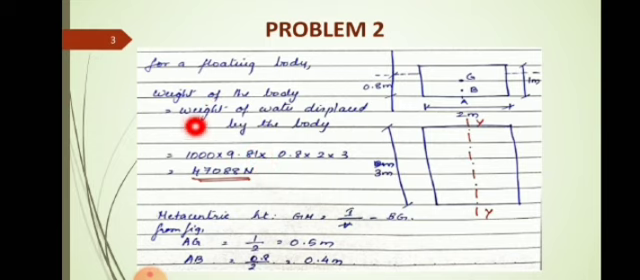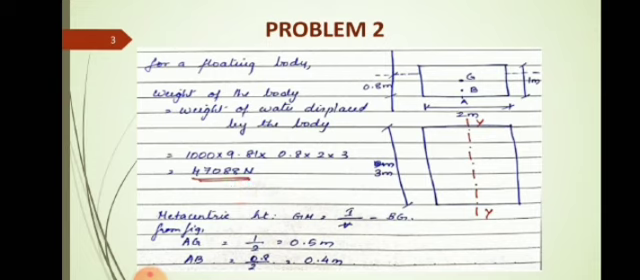So the weight of the body is equal to the weight of the water displaced by the body. Weight of the water displaced by the body is equal to weight density of water into volume of water displaced by the body. Weight density of water is 1000 into 9.81 and volume of water displaced by the body is equal to 0.8 into 2 into 3. So the weight of the body is 47088 Newton.